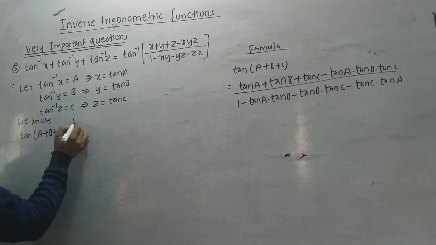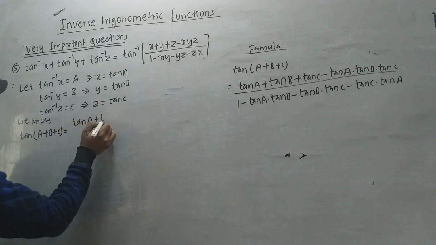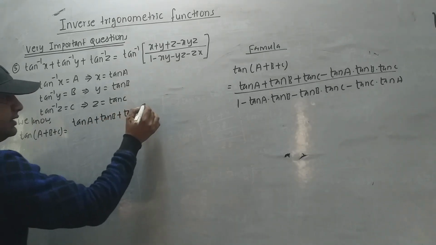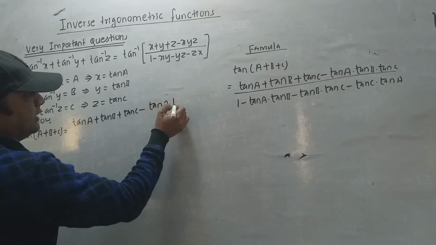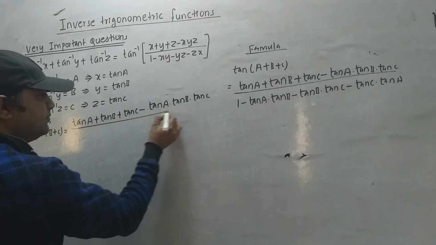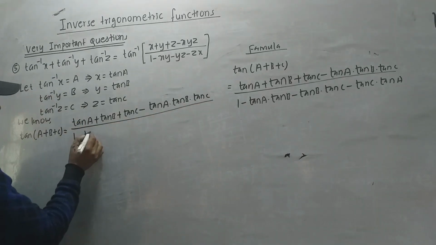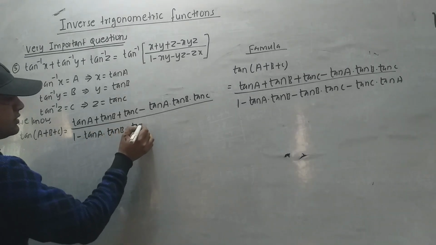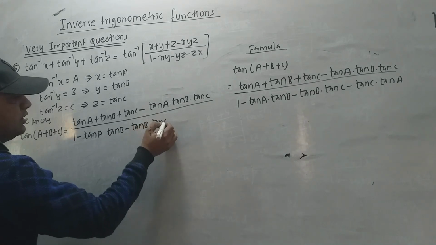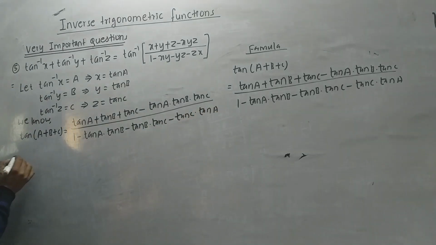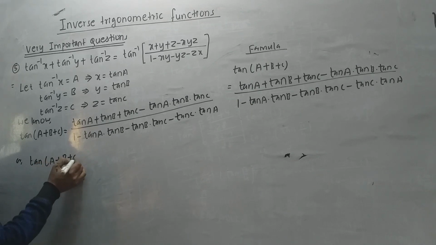So that is tan A plus tan B plus tan C minus tan A times tan B times tan C, whole divided by 1 minus tan A tan B minus tan B tan C minus tan C times tan A. So here it is tan(A plus B plus C).